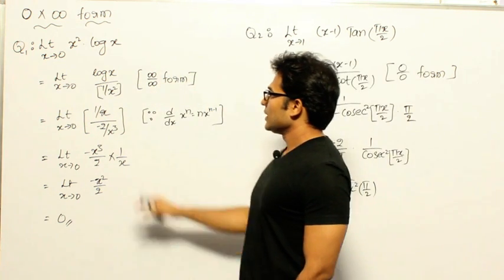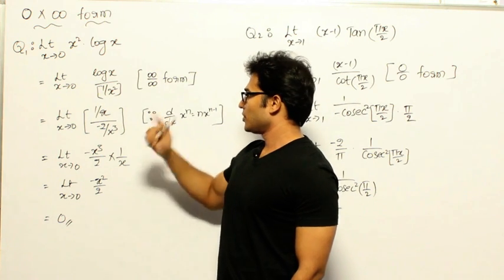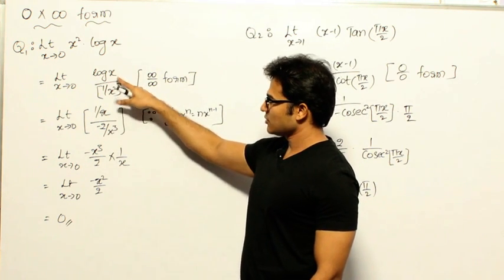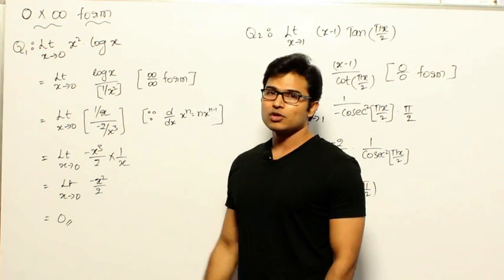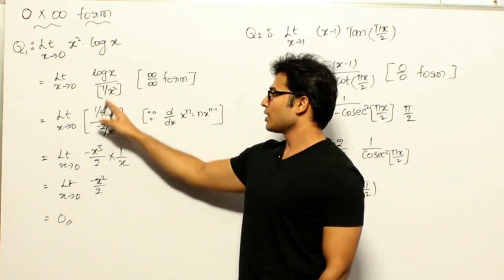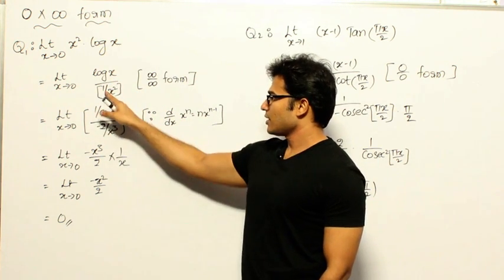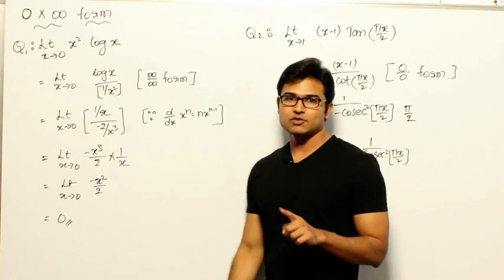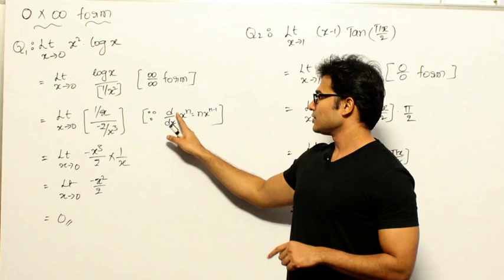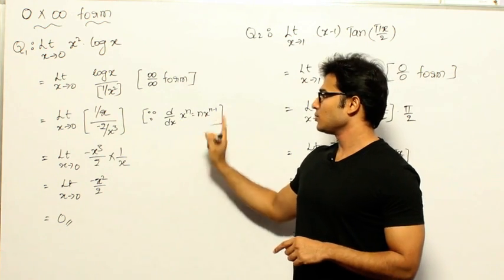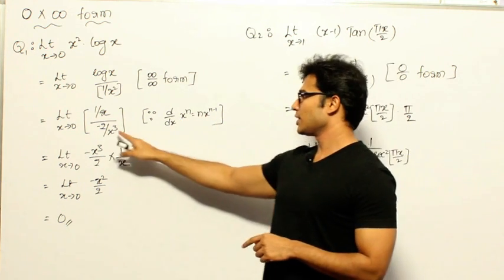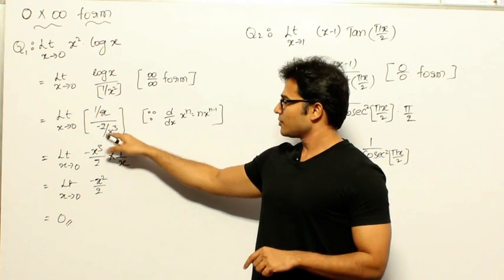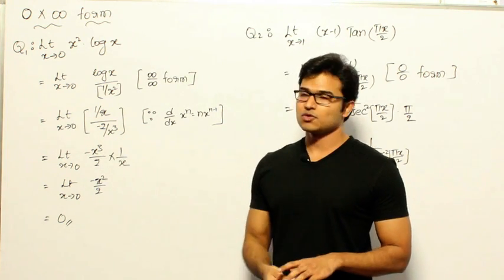Now since it is infinity by infinity form, you can apply L'Hospital rule. So according to L'Hospital rule, if you differentiate numerator and denominator both with respect to x, here you are going to get derivative of log x as 1 by x, and you can write 1 by x square as x power minus 2, and d by dx of x power n equal to n into x power n minus 1. In that case, you are going to get minus 2 into x power minus 3, and x power minus 3 is going to be minus 2 by x cube.